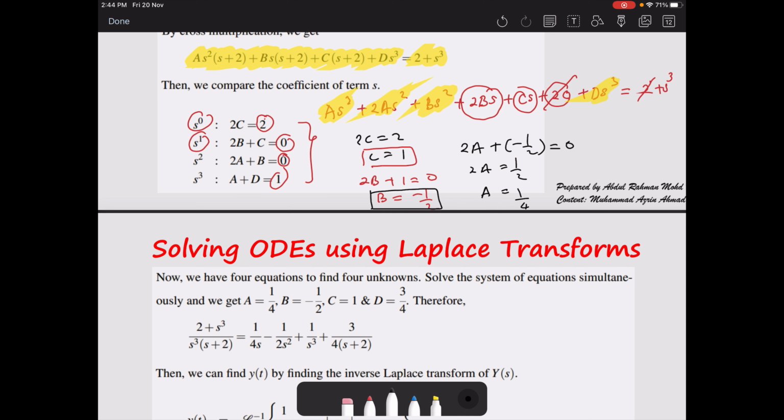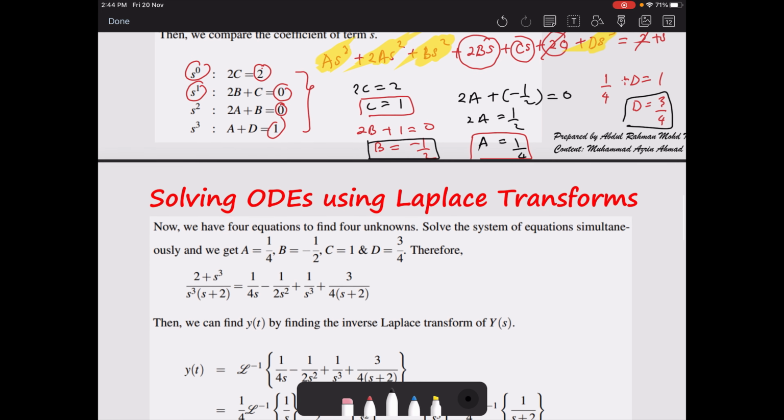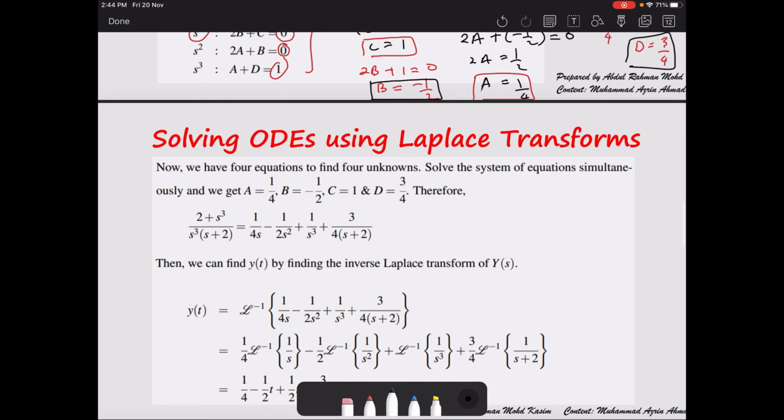Please be careful. And then finally, you will have your D, where you will have 1 over 4 plus D is equal to 1. So your D is equal to 3 over 4. So this is your D. When you have all the coefficients A, B, C, and D, you put them again in the partial fraction, and then you will end up having this one and this one.